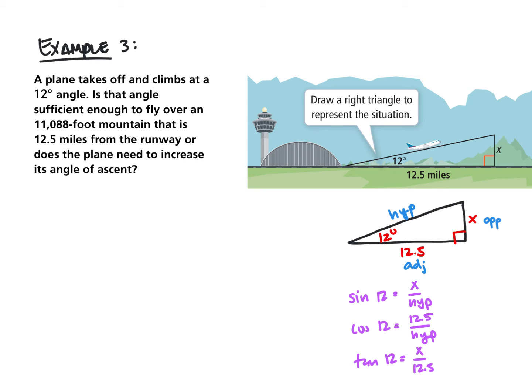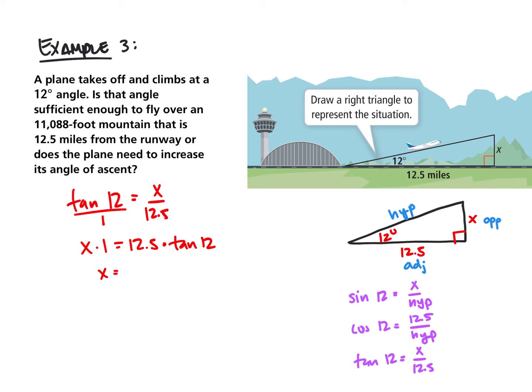So I'm going to come over here, and I'm going to rewrite that. Tangent of 12 degrees is x divided by 12.5. And I'm going to solve for that x by putting the tangent of 12 over 1 and cross-multiplying. Now the x is multiplied by 1, and the 12.5 is multiplied by tangent of 12. So all I have to do now is grab my calculator, because I know the x times 1 is just going to be an x. I just need to type out 12.5 times tangent 12.